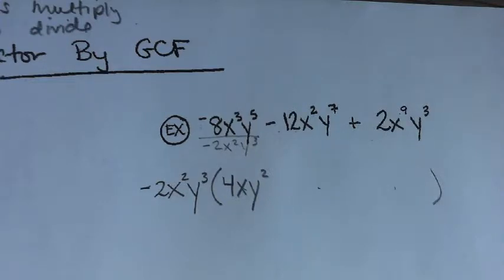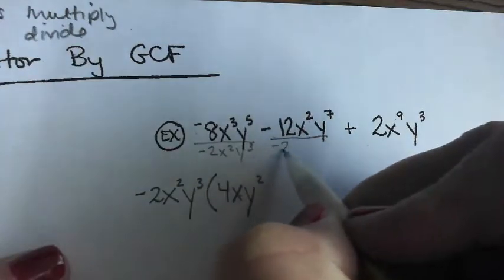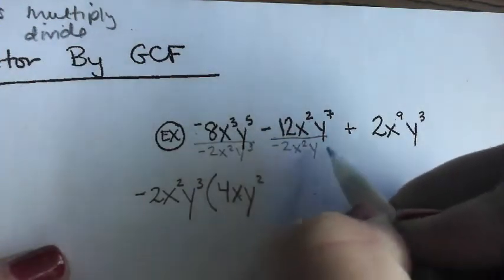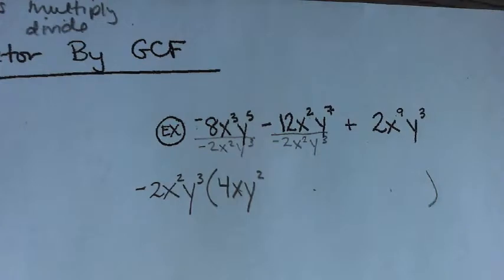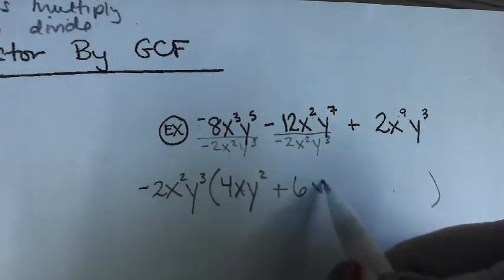So you divide your coefficients normally, and your exponent rules come into play with your variables. Good? What's going to be left? Take a second to think about it when I divide this out of the next term. Jake. 6y to the fourth. What sign? Plus. Good. 6y to the fourth.